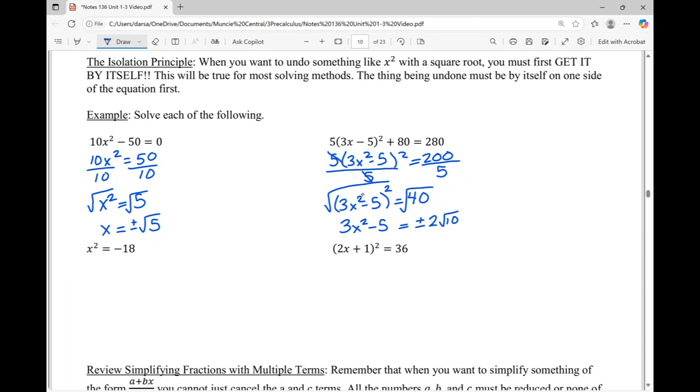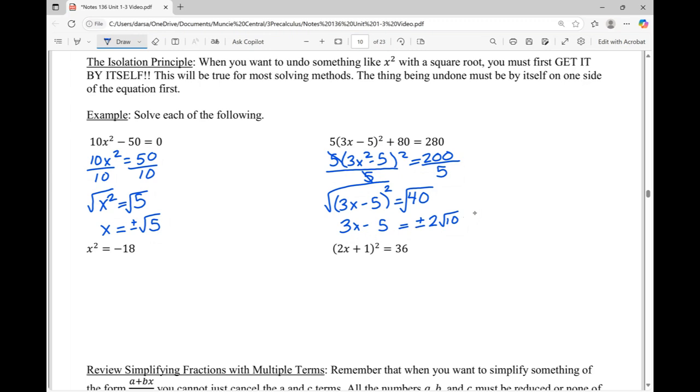Oh, I've added a squared where I didn't need one. Sorry about that, everybody. We're not done with this problem yet because we still need to get x by itself. So we've got this thing over here and we need to undo a minus 5. So we're going to add 5.